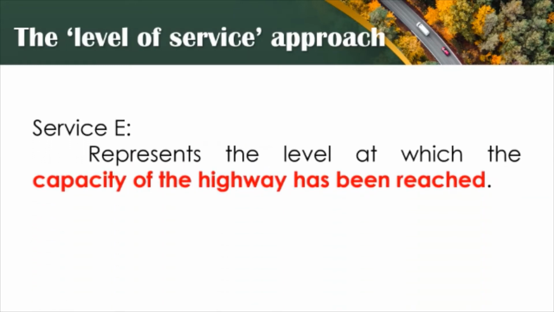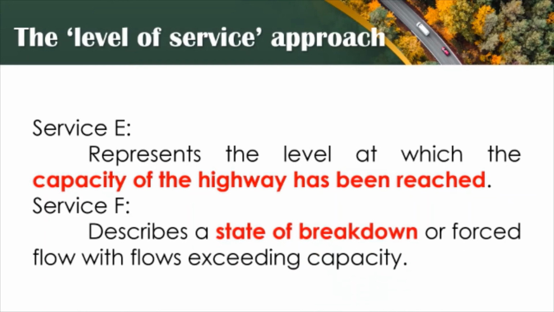Service E represents the level at which the capacity of the highway has been reached. Traffic flow conditions are best described as unstable, with any traffic incident causing extensive queuing and even breakdown. Levels of comfort and convenience are very poor, and all speeds are low, if relatively uniform. Service F describes a state of breakdown or forced flow, with flows exceeding capacity. The operating conditions are highly unstable, with constant queuing and traffic moving on a stop-go basis.